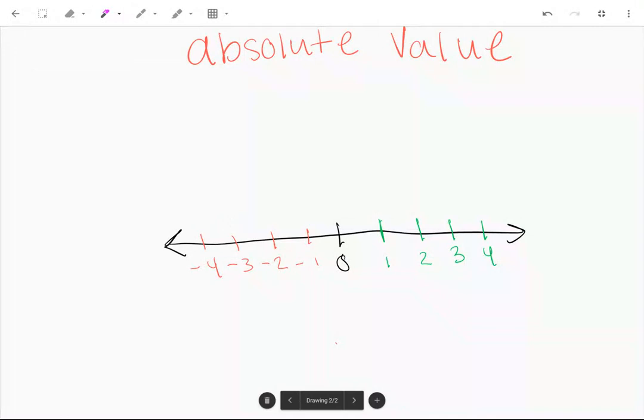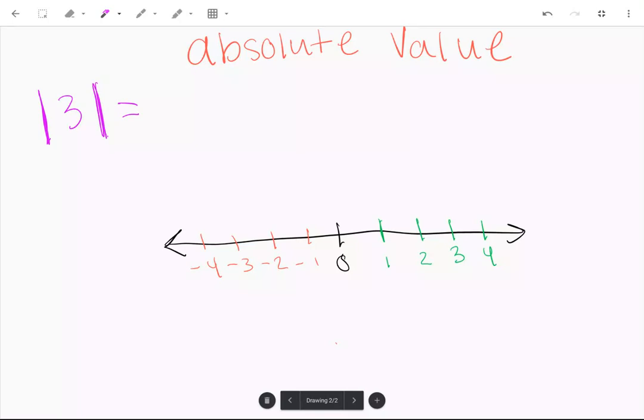To represent absolute value, you'd be looking for two bars or two lines around a number. So let's just start with the absolute value of 3. So you see I have my two bars around the number 3. So I'm asking, what's the absolute value of 3? So again, we're trying to find how far is 3 away from 0.